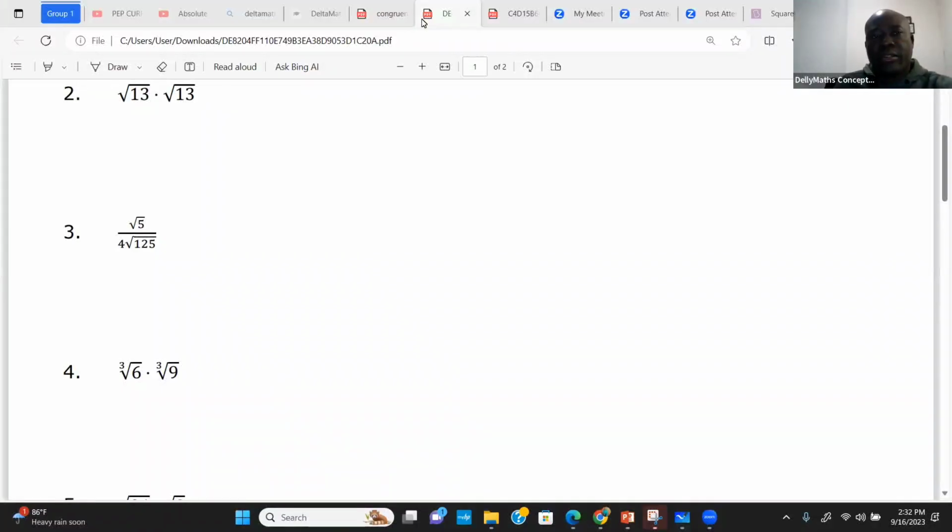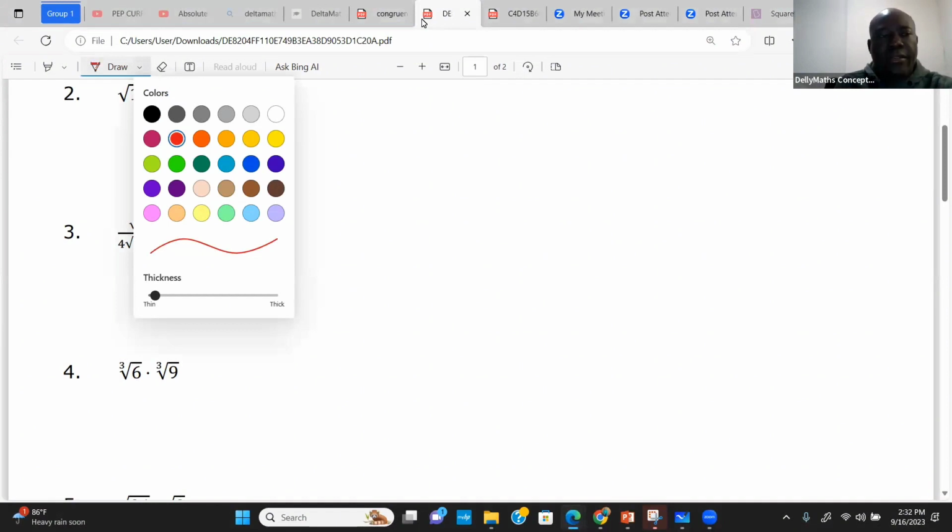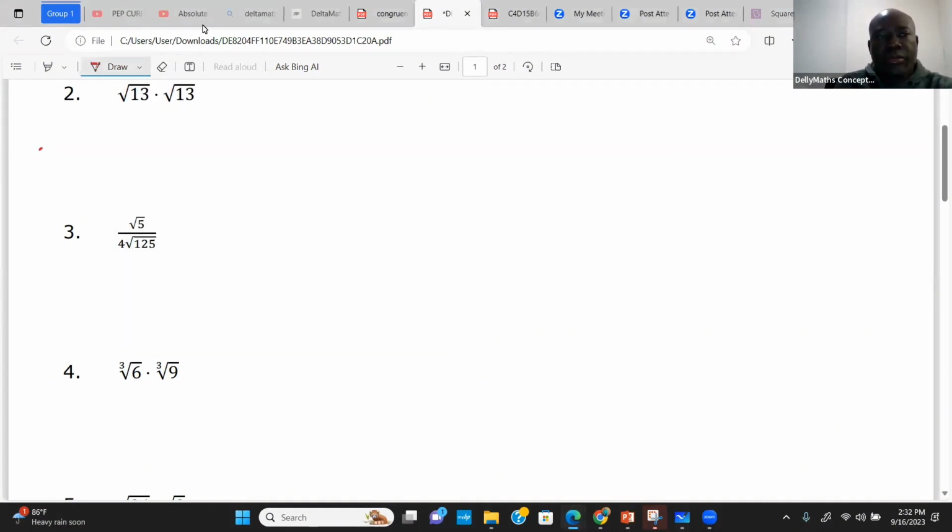We're going to be working with radicals to see if we could come up with some values from these ideas. All right, so here comes this one. It's asking us to evaluate the square root of 13 times the square root of 13.